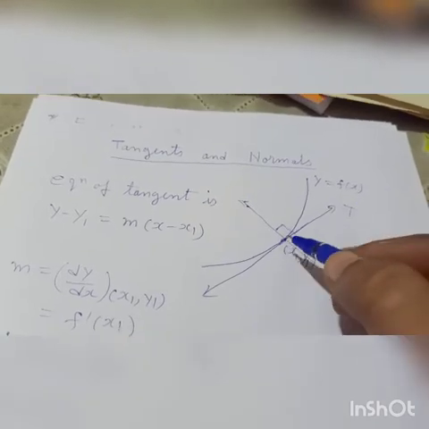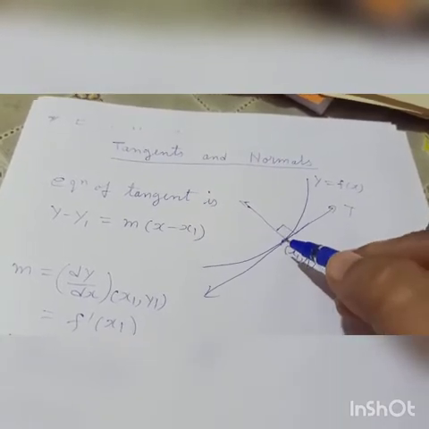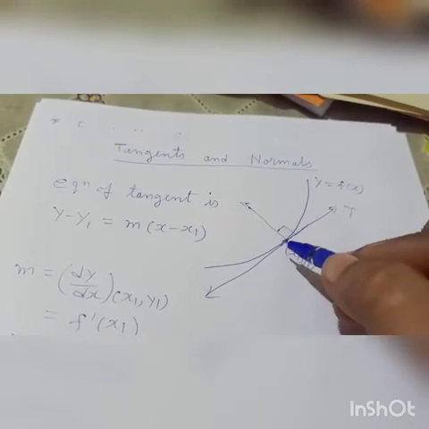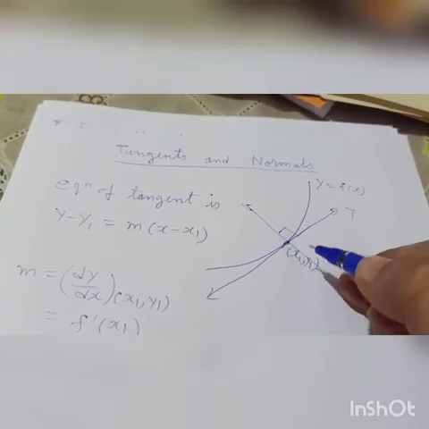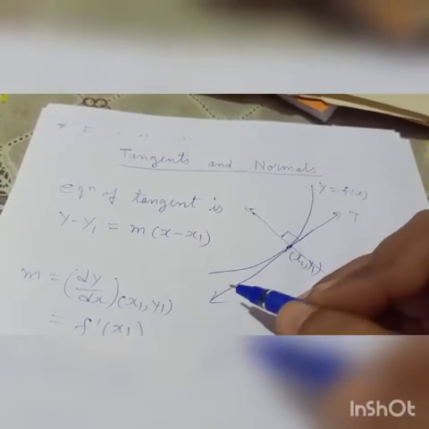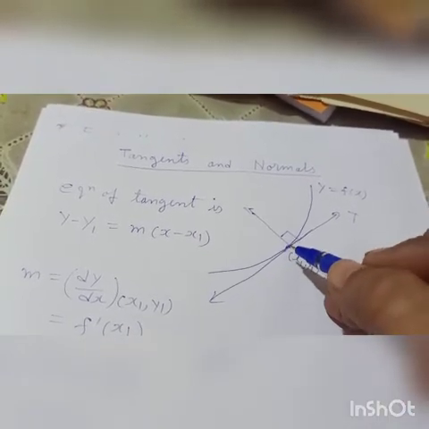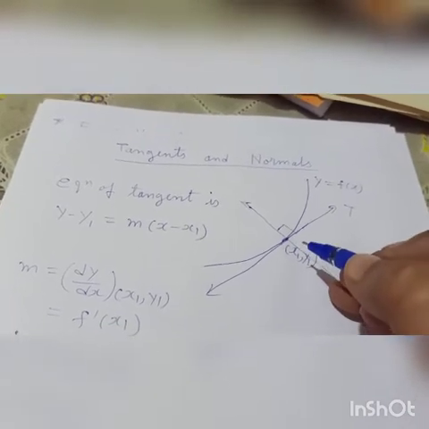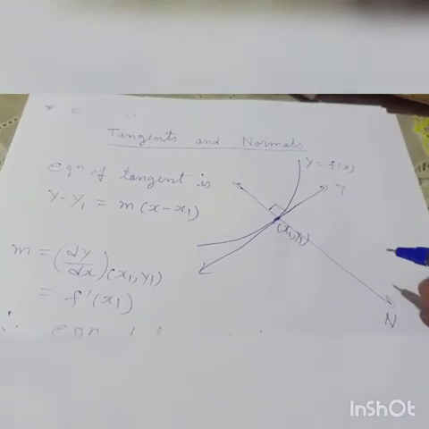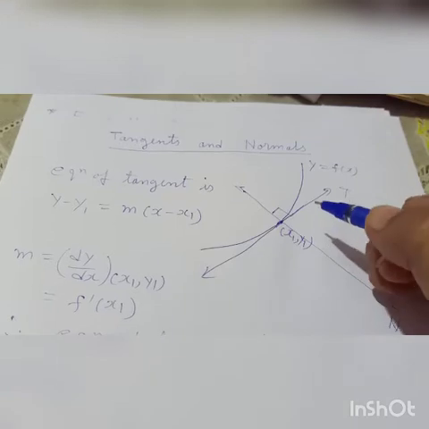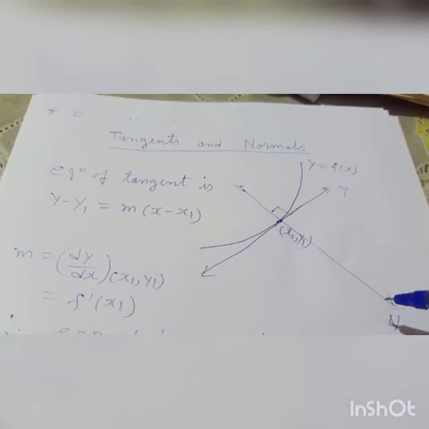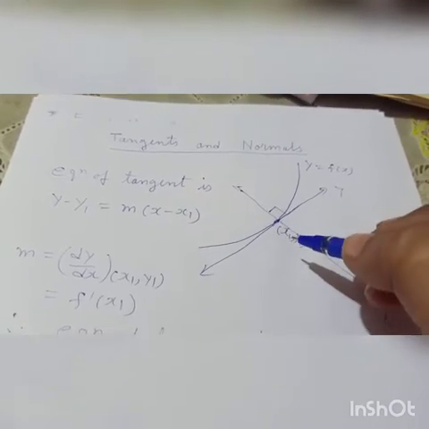Now we have taken a point (x1, y1) on the curve, and we have drawn a line which touches the curve at this point (x1, y1). This line is called a tangent. At the point of contact (x1, y1), the line perpendicular to the tangent is called the normal. So the tangent touches the curve at only one point, and the normal is perpendicular to the tangent at the point of contact.